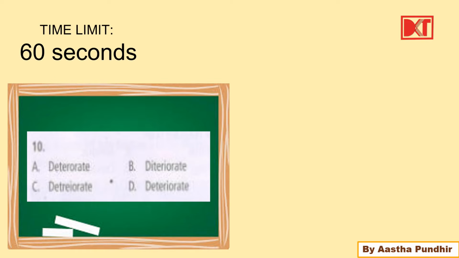Okay, so the next word is deteriorate, and here the correct spelling is D. DETERIORATE. Usually it refers to something getting worse, like when something is bad and goes from bad to worse, we can say it has deteriorated. All right.